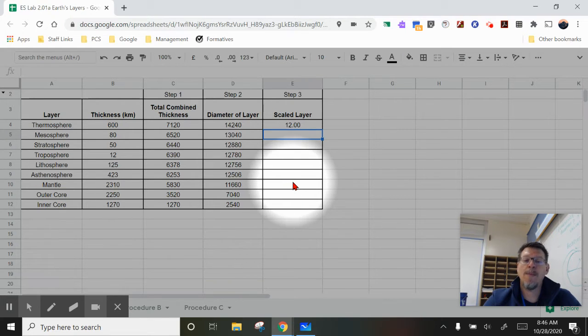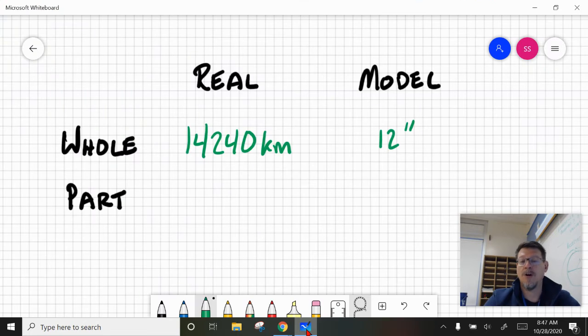Before I go do my math, I want to take note of some of the pieces of information we're going to use. We're going to use the whole real thermosphere, that's the largest layer. We're going to use the whole model, which is going to be 12 inches. And we need to know the real part, which is 2,540 kilometers. Once we have those 3 pieces of information, we can go and do our proportion.